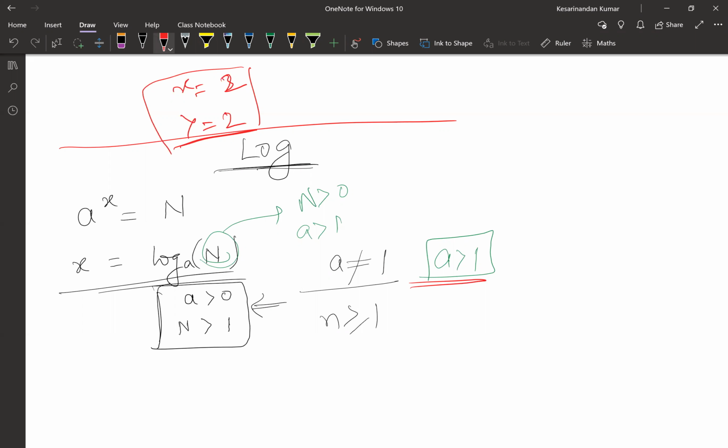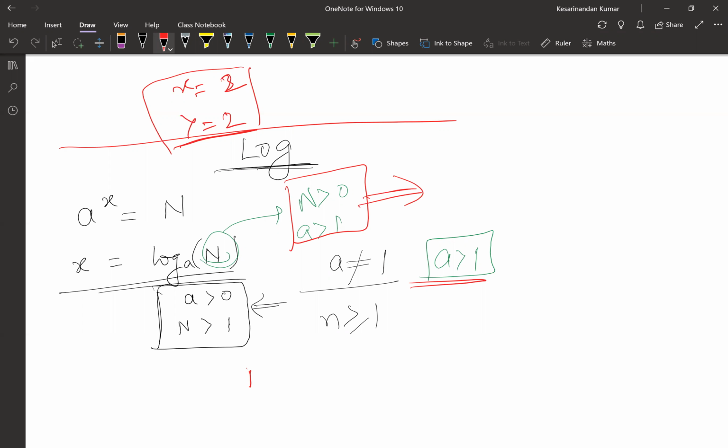This is correct. So finally, guys, this is what you have to follow. N needs to be positive, not 0 as well, because you cannot have 0. And A needs to be greater than 1. Hopefully, your log rules are cleared.